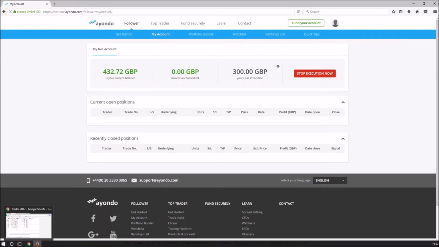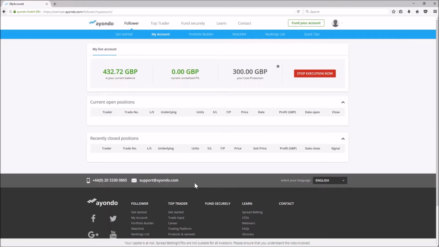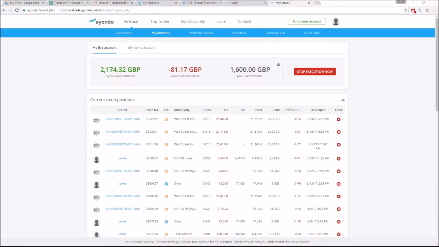Let me see. What I'm going to do is open up the other account I've got, the one I've been blogging about, and let me show you what that looks like, because that has got open trades on. I think at the moment it's running about an 80 quid loss, but let me see if I can just bring it up. Just bear with me a second. Okay, here we go. So this is another account, the one I write about on my website.